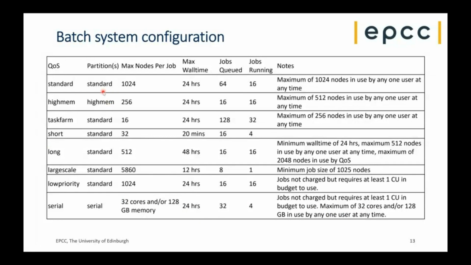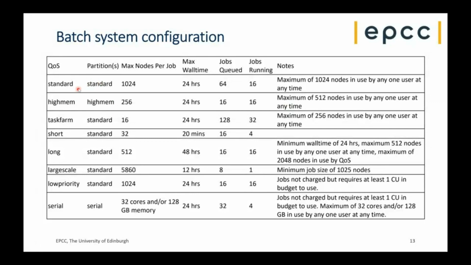On the rest of the system, the hardware is exactly the same, except for we do have these high memory nodes. Now, the high memory nodes you can just run on a part of the main system, so you get access to them in the standard queue. But if you specifically want the high memory nodes, if you need 512 gigabytes per node, you can specify the partition as high memory and the quality of service as high memory, and you'll only get allocated those nodes. Of course, you probably have to wait a bit longer for your job to run because you're asking for a smaller subset of resources to run on. But if you need that 512 gigabytes, you can do that.